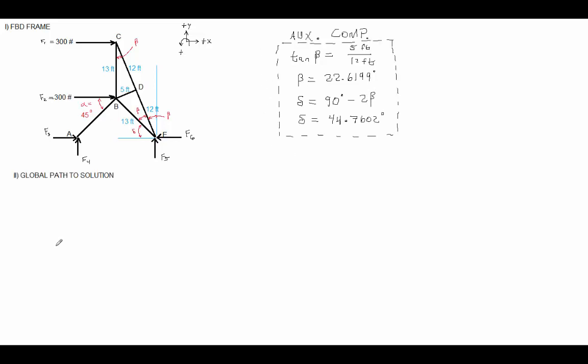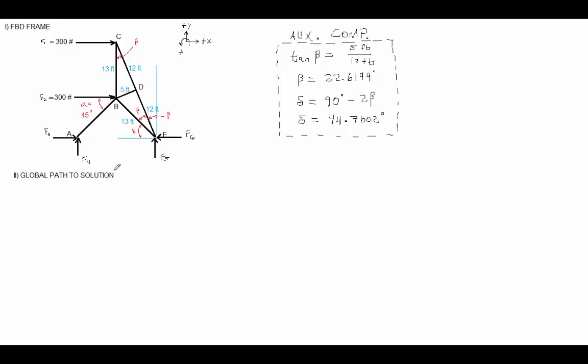Next, we need our global path to solution. And in this solution global path, I'm going to try to figure out, okay, how am I going to solve all of these unknowns? Now, we could start with the support reactions, but the problem is there's a lot of unknowns. In the y direction, there are 2 unknowns. In the x direction, there are also 2 unknowns. It's going to be hard to solve those.